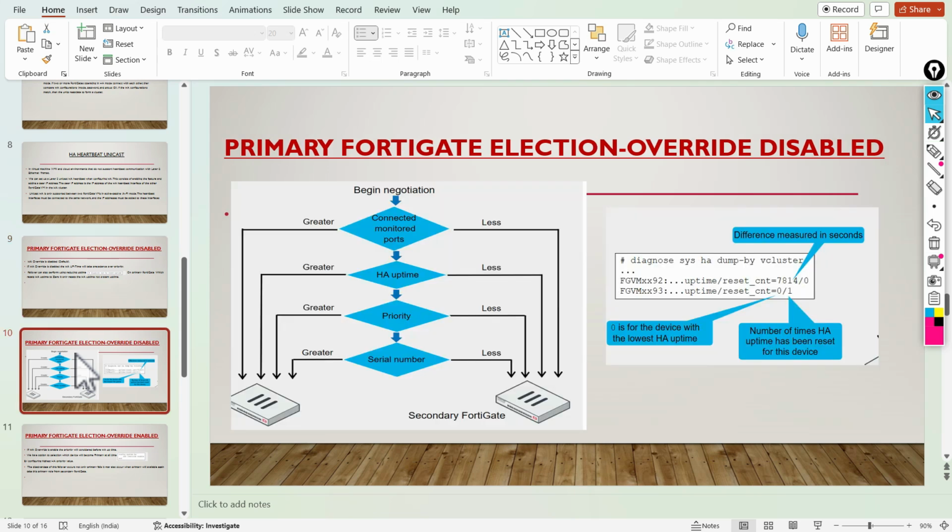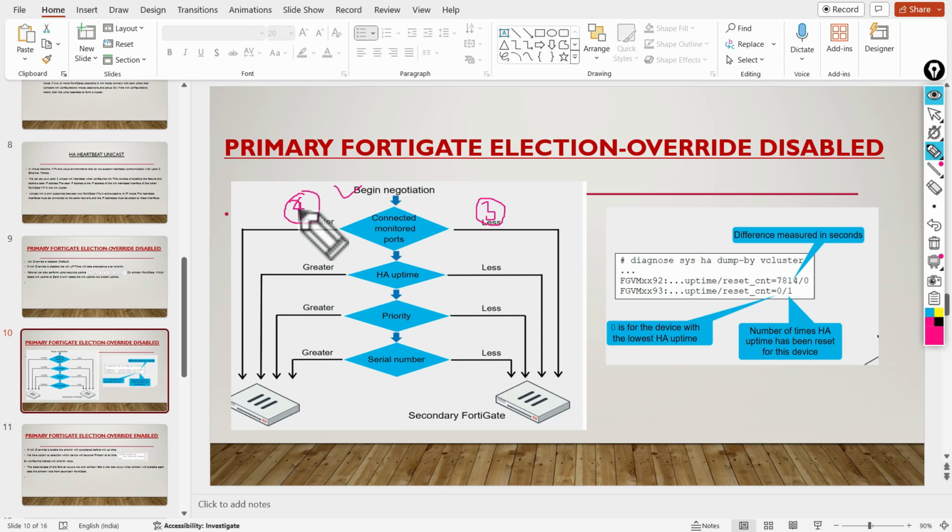There is a diagram with which we can understand this in a better way. Let's say HA override is disabled by default, then how will the negotiation happen? This is the beginning of the negotiation. In the beginning of the negotiation, they will identify the connected monitored interfaces. Let's say this one has 4 and this one has 3. Using these 4 monitored interfaces that are up, this one can become the primary FortiGate.